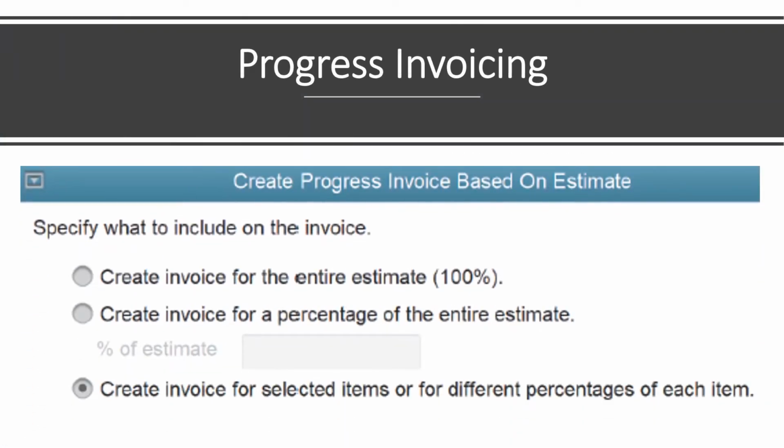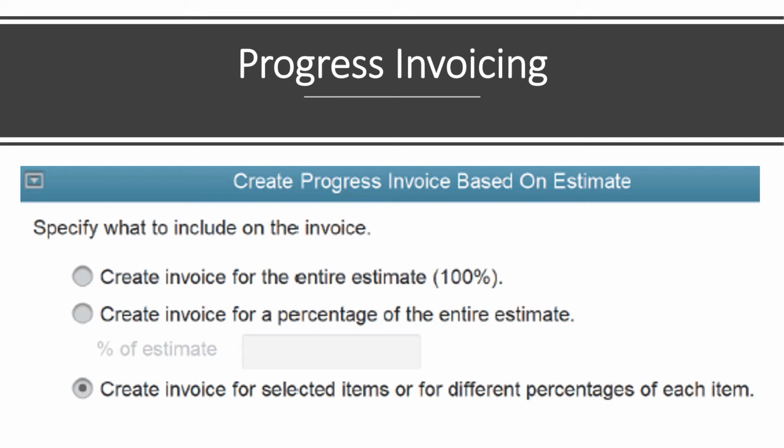Progress invoicing. If you have a job that will span weeks or months, progress invoicing allows you to submit invoices based on parts of the work completed, stages or phases, as you go through the job. You start by creating an estimate for the entire job, and then create an invoice based on it, choosing one of these three options. Create an invoice for the entire estimate, 100%. Create an invoice for a percentage of the entire estimate. Create an invoice for selected items or different percentages for each item.